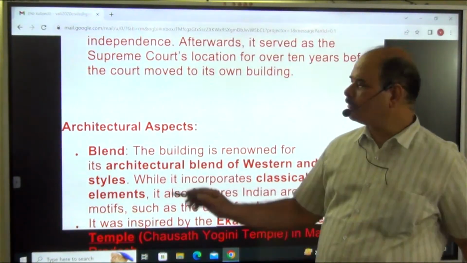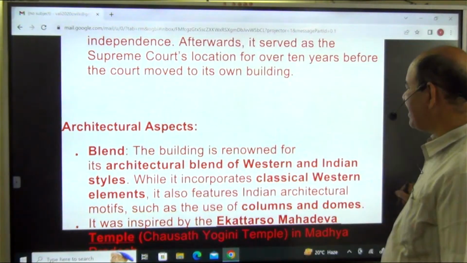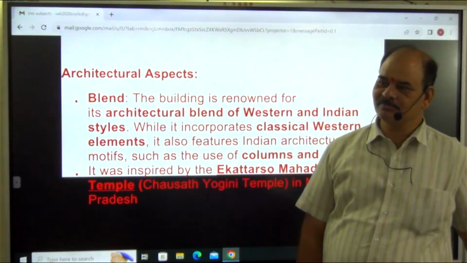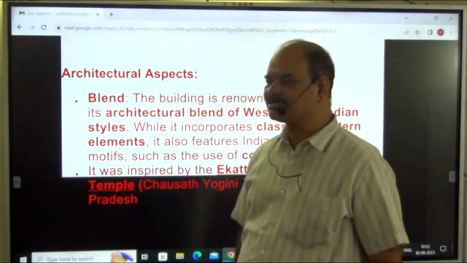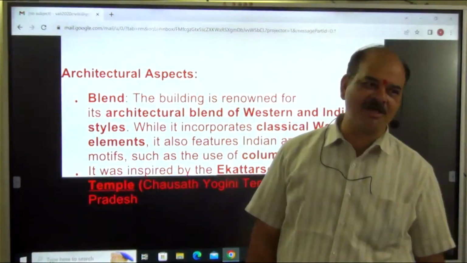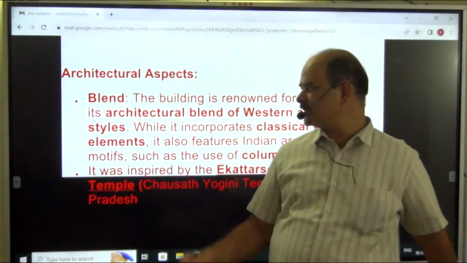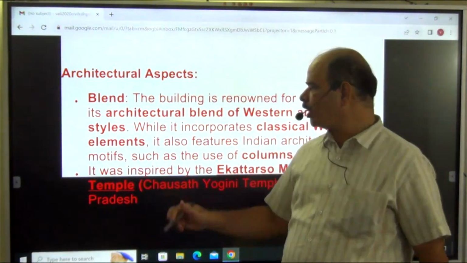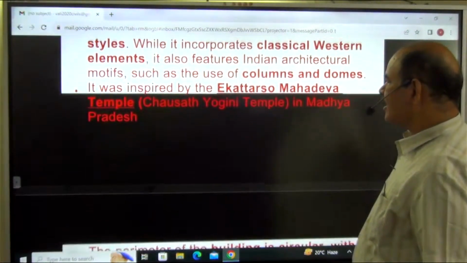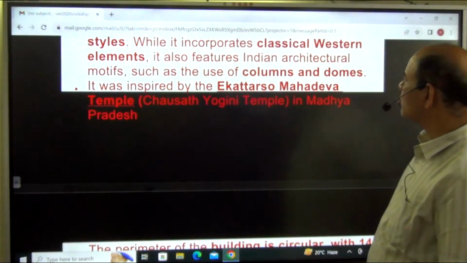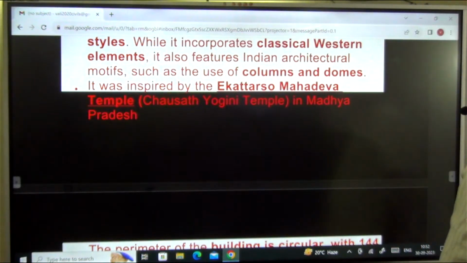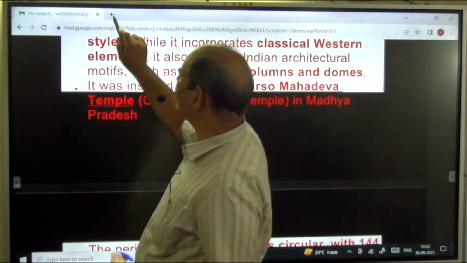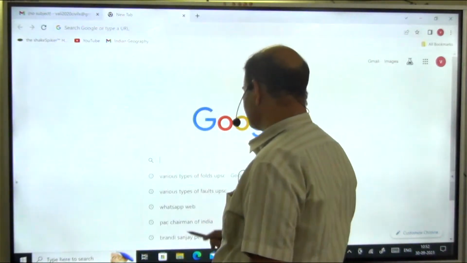When you come to the architectural aspects, it is a blend of Western and Indian, unlike in the Islamic era. In the Islamic era, the architecture is called Indo-Saracenic or Hindu-Islamic or Indo-Islamic. Okay? It is the blend of Western and Indian. Now, it was inspired by the Ekattarso Mahadeva temple, the Chausath Yogini temple in Madhya Pradesh. This is very important. You may get a question related to this.